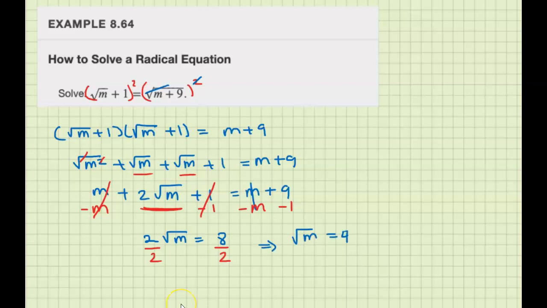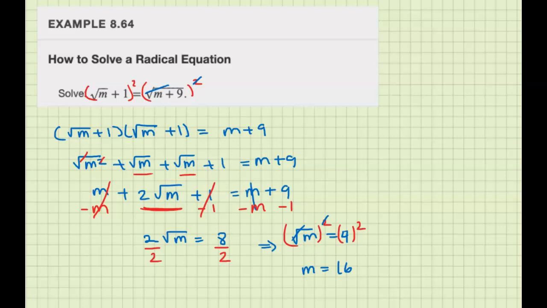Alright, so I have a radical. We square both sides. So now this cancels the radical. We get m equals 4 squared, which is 16. Okay, so notice with these ones, radicals on both sides, and other stuff in there, you have to basically square both sides twice to get rid of all the radicals.